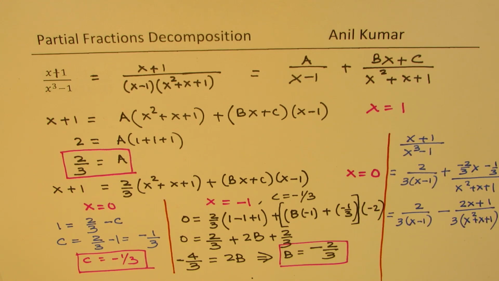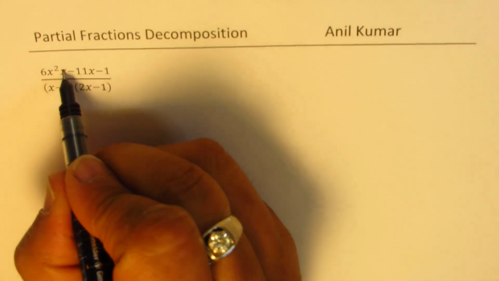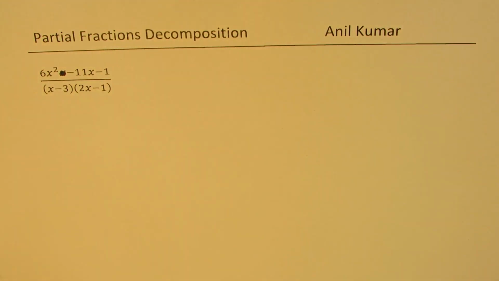Correct? Now let's take the last example. Now in this case we have 6x squared minus 11x minus 1 divided by x minus 3 times 2x minus 1.